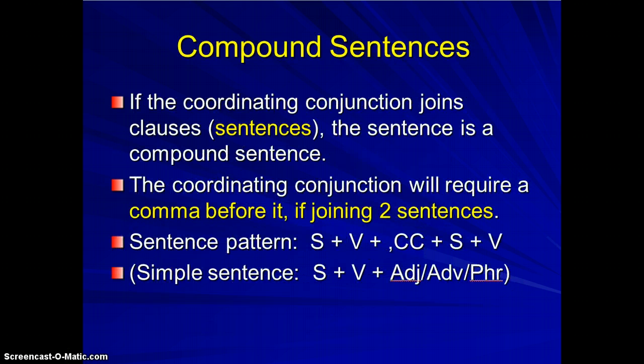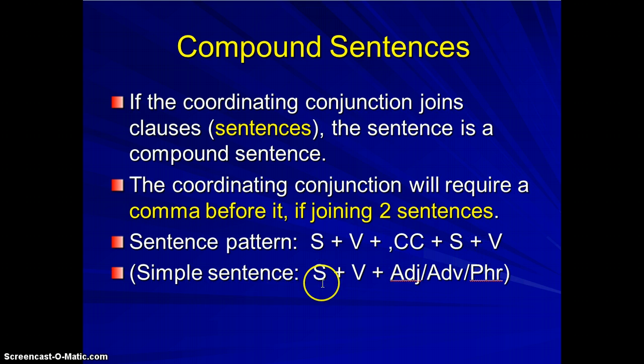Now, compound sentences. If the coordinating conjunction joins clauses, that means sentences, the sentence is a compound sentence. The coordinating conjunction will require a comma before it if it is joining two sentences. If it is not joining two sentences, then there is no punctuation. If it is joining two sentences, there's a comma before it. The sentence pattern would be subject plus verb plus coordinating conjunction with that little comma plus subject plus verb.